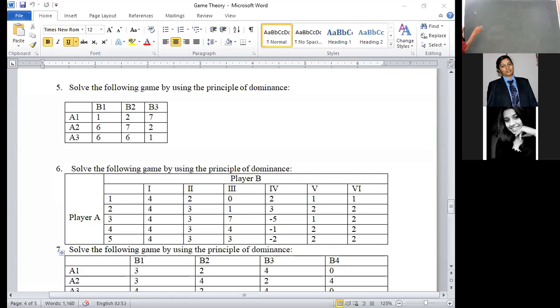This is important compared to pure and mixed strategy. A1, A2, A3. B1, B2, B3.